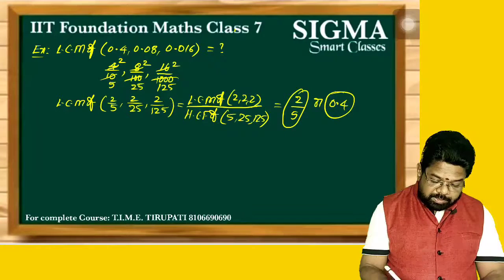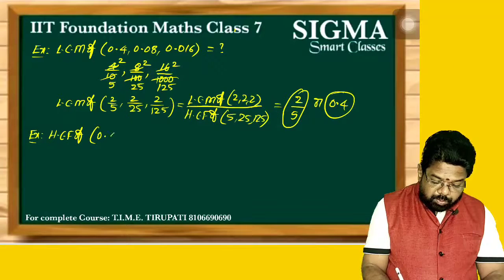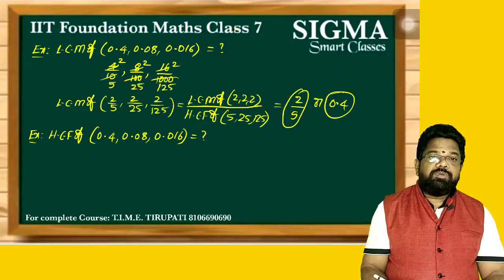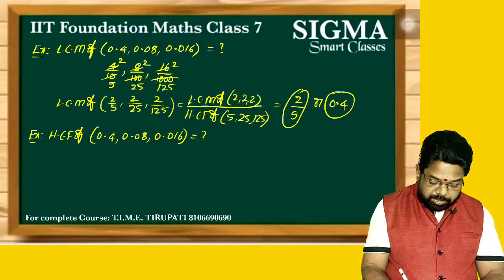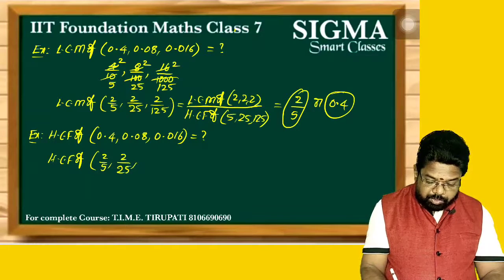Suppose for the same values the HCF is asked, how can we calculate it? See here, the HCF of the same decimal values: 0.4, 0.08, 0.016. How can you calculate the HCF of this? Here also convert each decimal into a fraction and put the fraction in simplified form. You get the same fractions: 2 by 5, 2 by 25, 2 by 125.